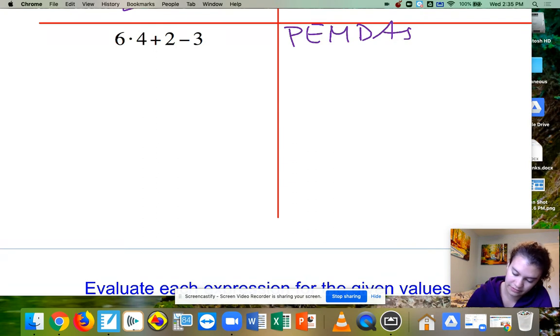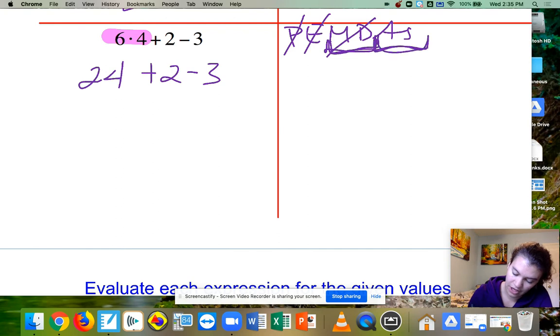This one down here, still no parentheses, still no exponents. We do have some multiplication, so we need to do that first. So 6 times 4 is 24. We still have the plus 2 minus 3. So now we have some addition and subtraction, and you want to go left to right.